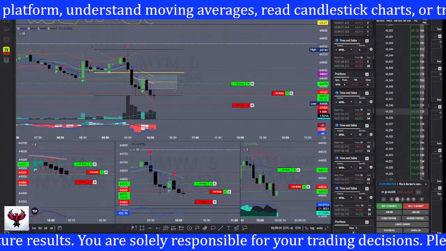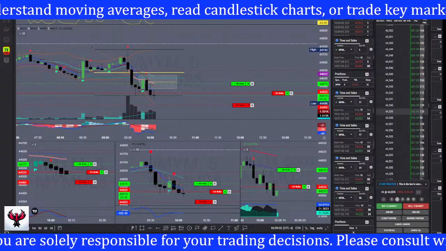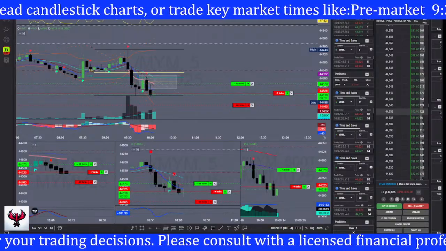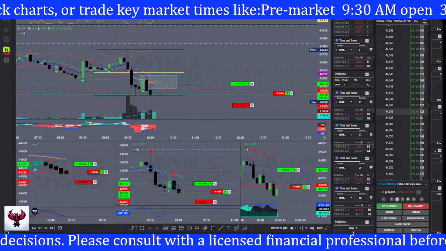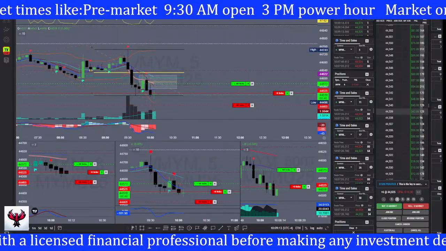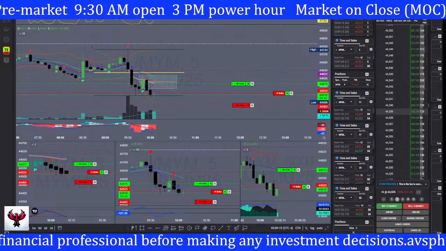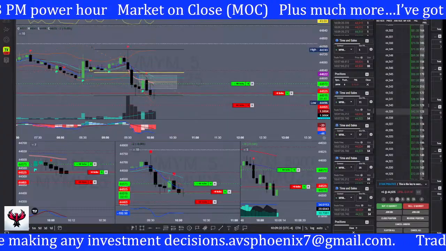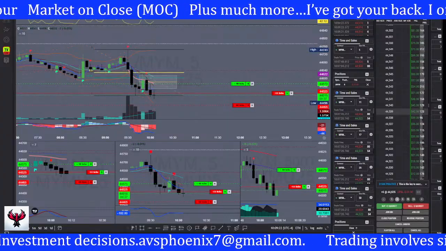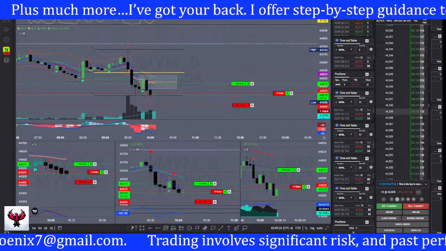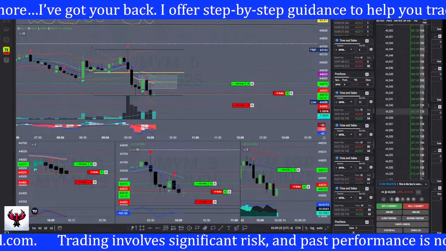NASDAQ's still catching a bid here. Talk to me. I know you got some goodies. You want to talk about that CPI stuff? What do you got there? First of all, the news came in line, correct? Basically, yeah. The headline numbers, the year over year came in on the money. CPI month over month came in on the money.